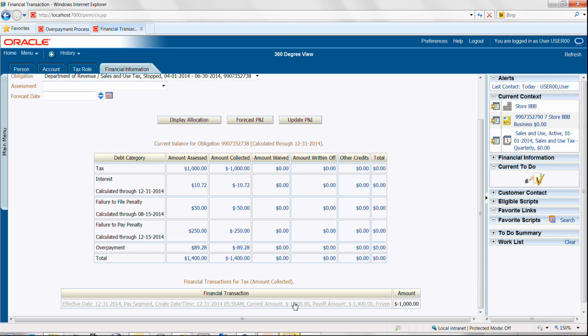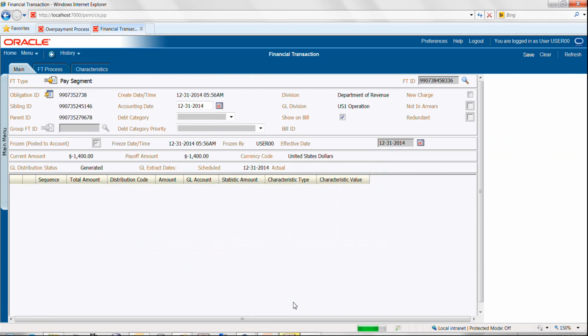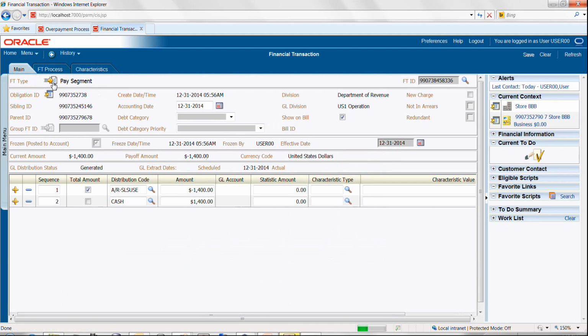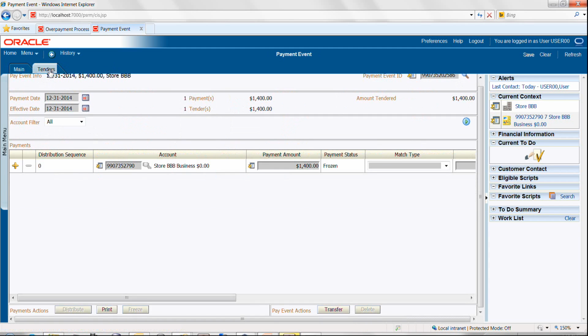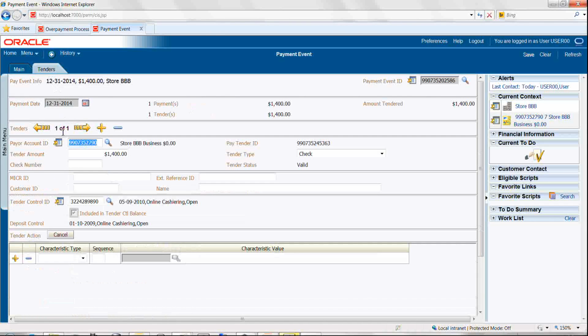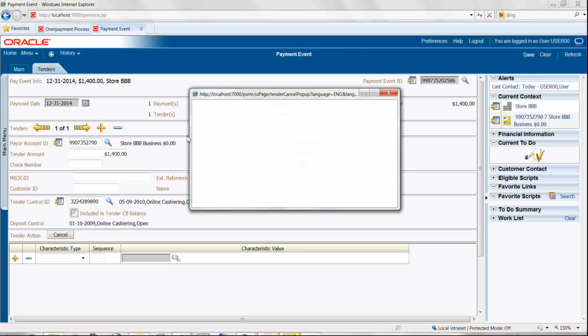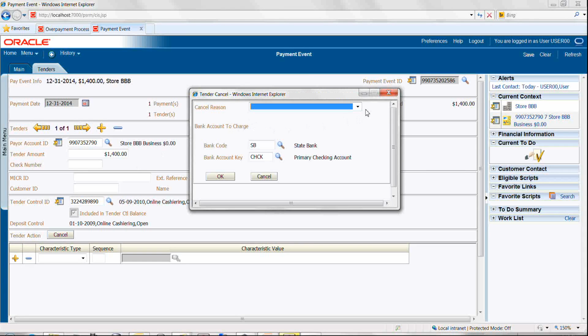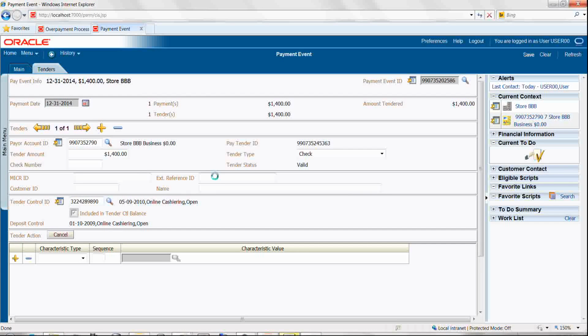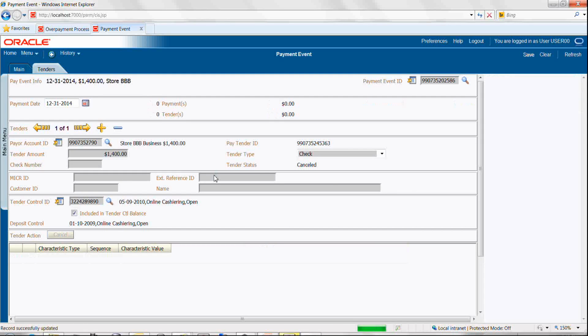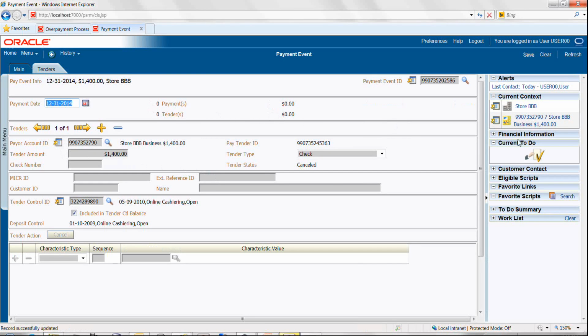So first of all, I'm going to go to the payment, and go to the tender and cancel the 1,400. Let's say the check came in, but in the end it was a data entry error. I'm going to cancel it. We'll see the effect on the balance. Obviously it will have a big effect. The balance is now 1,400.